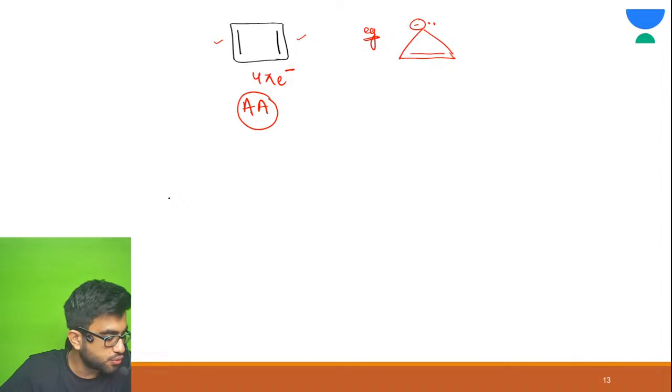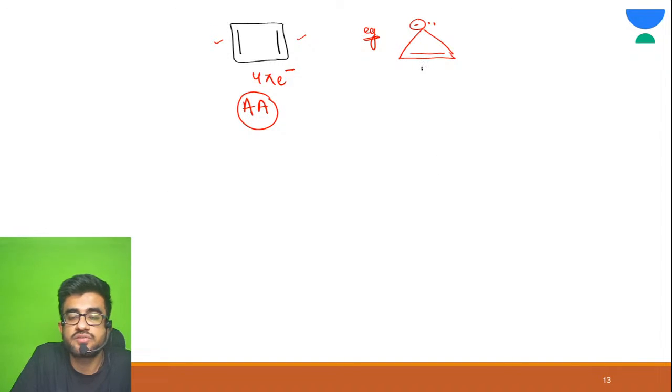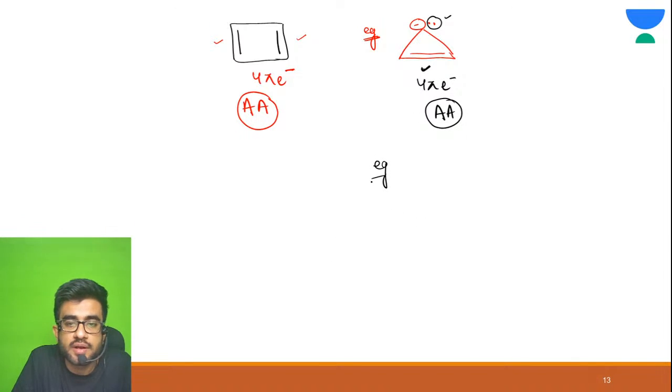Yes, great Richu, solo guy, Rajni, fantastic, great. See, this bond is participating in resonance, as well as this is also participating in resonance. So one bond, 2 electrons, and this lone pair, 2 more electrons. So 4 pi electrons. So it is again what? Anti-aromatic. Alright, okay. Now tell me this.